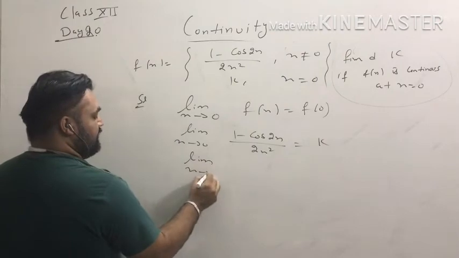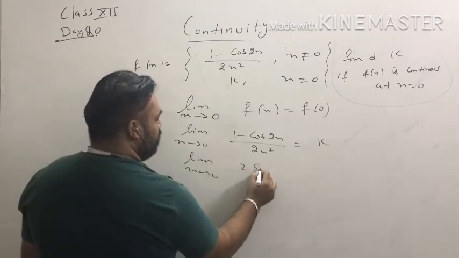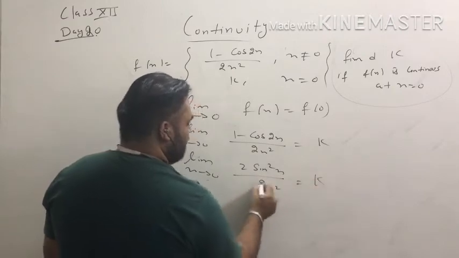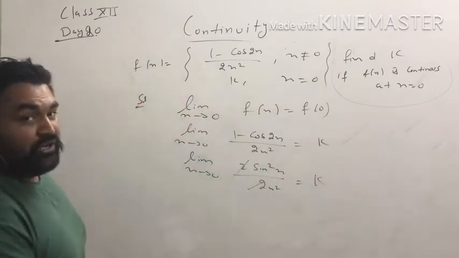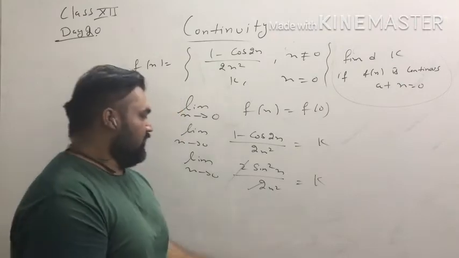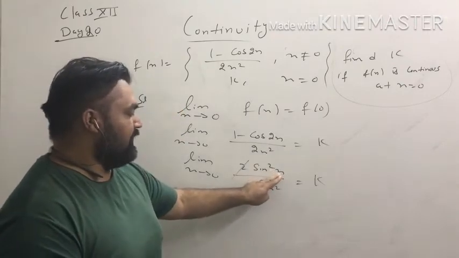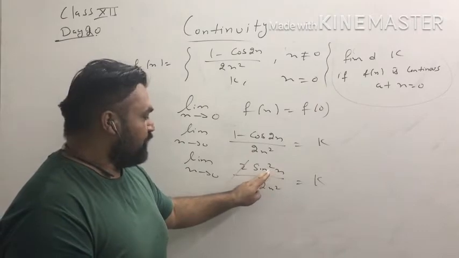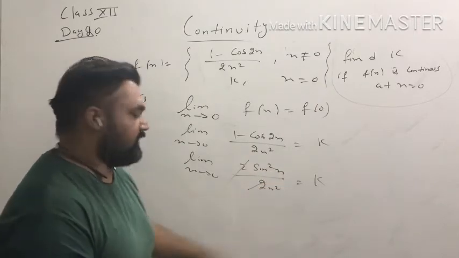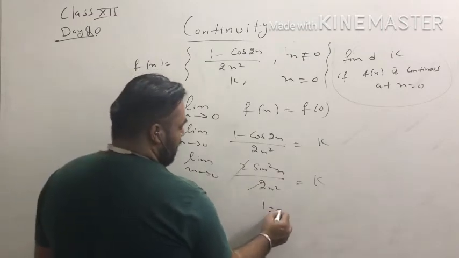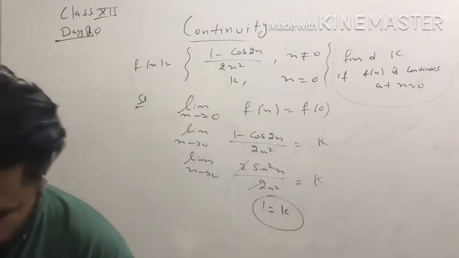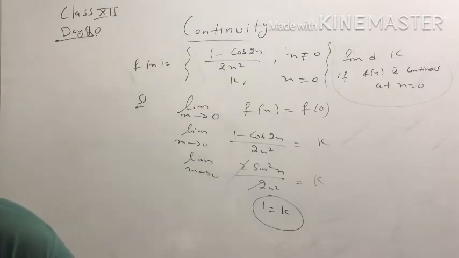Limit x tends to 0, 2 sin²x / (2x²) equals k. The 2 cancels. As we studied in class 11, sin²x means the coefficient of sin² is x², and in the denominator the same term x². So this becomes 1, which equals k. So the value of k equals 1.